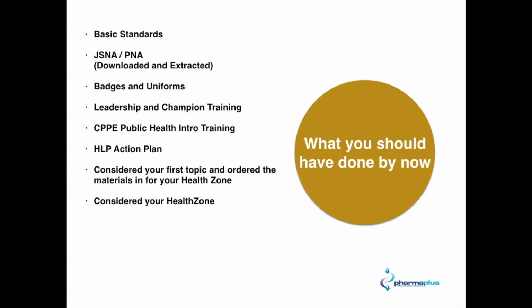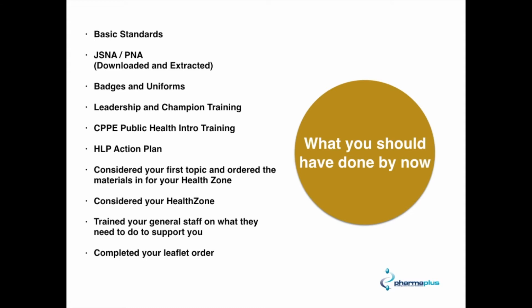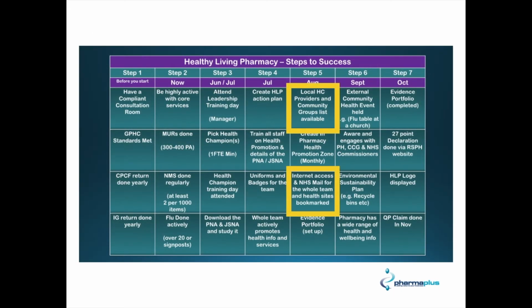Not only should you have considered your health zone, you probably now should be in a position whereby you're implementing it, your first one at least. You should have trained your general staff on what they need to do in order to support you. You've completed your leaflet order, and you're either considering what to do for your external event or are in the process of conducting it. And the two main areas we'll be concentrating on today in our matrix are these highlighted in yellow.